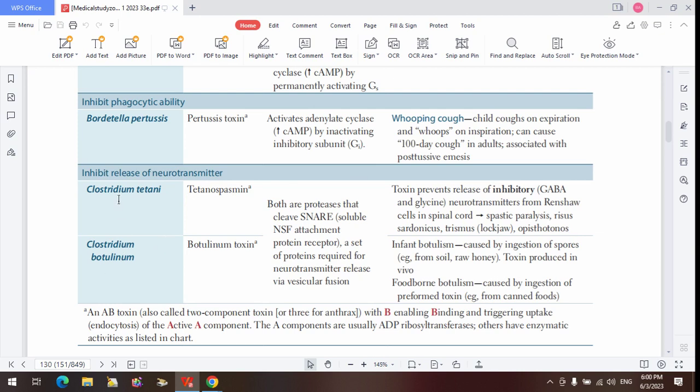It's different from the way Clostridium perfringens work. They are different. Different from the way Clostridium difficile work. They are different.